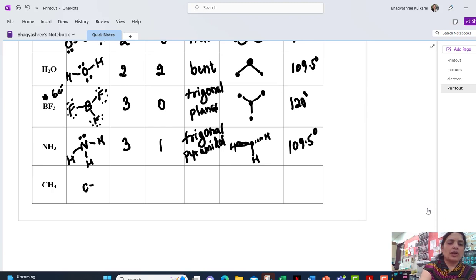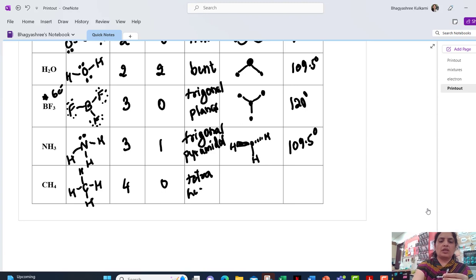C is the central atom. We have 4 hydrogen atoms attached to it. So we have 4 atoms attached to it. There are 0 lone pairs on carbon here, and so we are going to find 4 hydrogens. 1, 2, 3, and 4. So this shape is called tetrahedral. It's one word. Tetrahedral. To draw that, carbon is in the center.